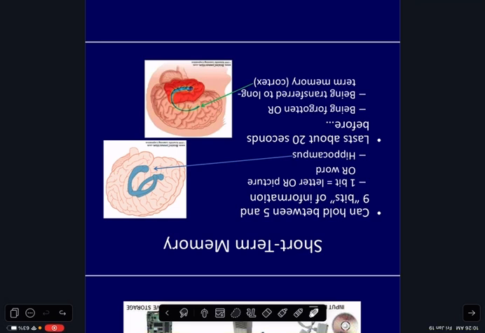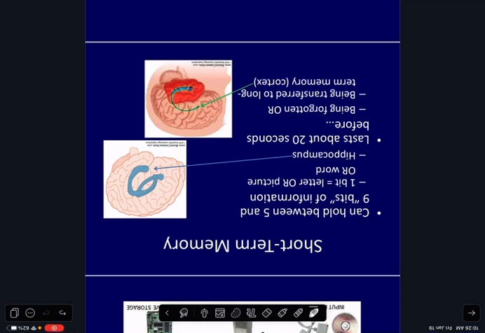Experiments have shown that the hippocampus, the short-term memory in humans, can hold between 5 and 9 bits of information at a time. And a bit is defined as a letter or a picture or a word. So a bit of information. And that's stored in the hippocampus.